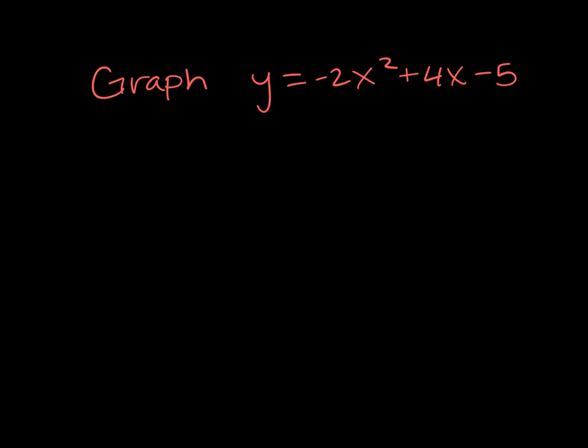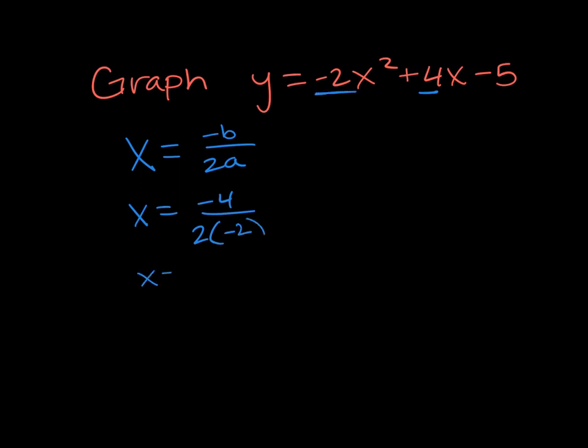This example is in standard form. From standard form, we should always be able to find the vertex, the y-intercept, and then any other points that we decide we need. The first thing we're going to do is find the vertex, and to find that vertex, we use negative b over 2a. Our b value is positive 4, so we take the opposite of b, negative 4, over 2 times a, and our a value is negative 2. Simplifying gives us negative 4 over negative 4, which gives us positive 1. That tells us the x value of our vertex.